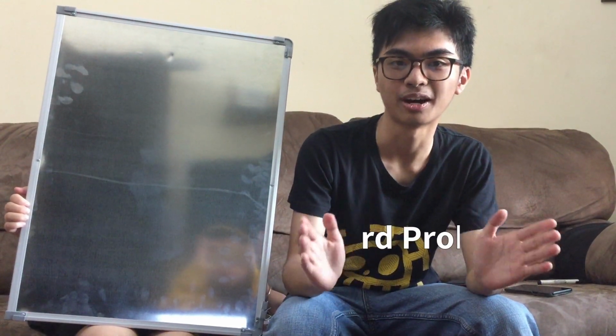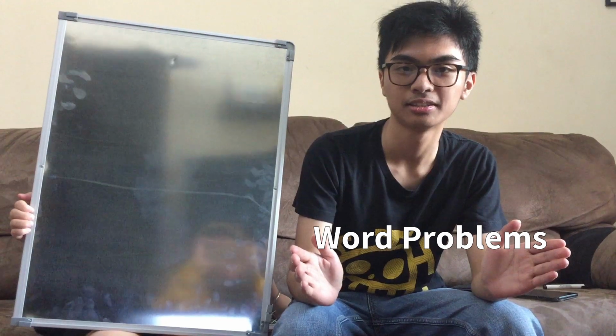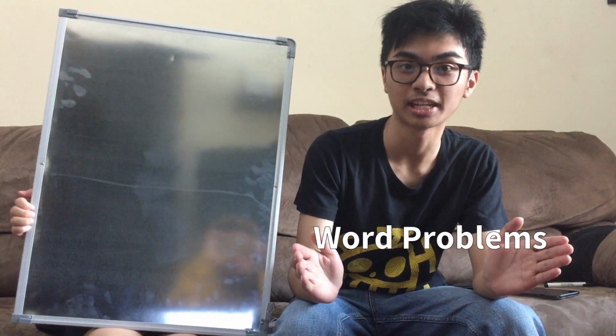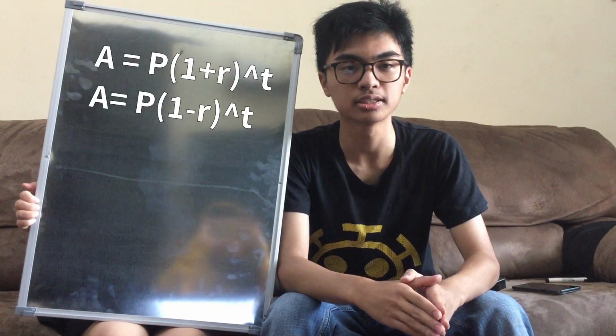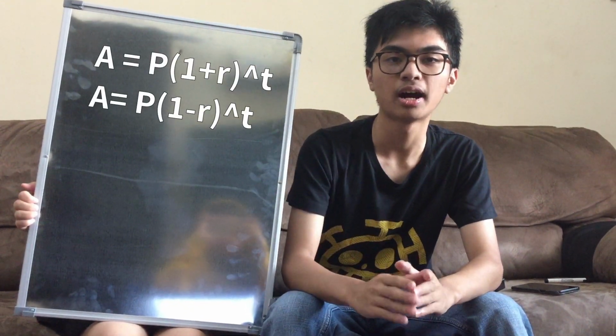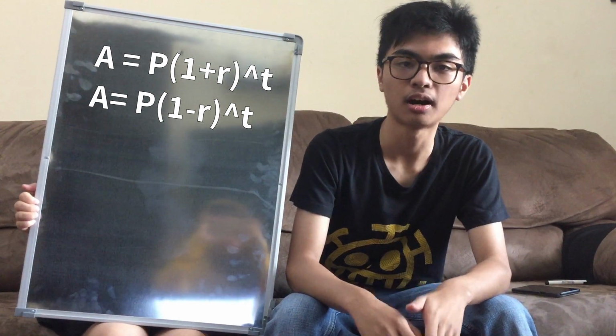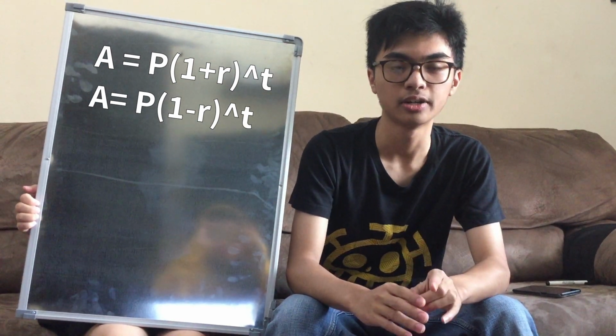Now that we're done with the basics, we're moving on to word problems. What are they? They're a rare species. Nobody likes to deal with them, but we are going to teach you how to do it anyway. So we're going to have this formula: A equals P multiplied by 1 minus r or plus r, raised to the power of t.